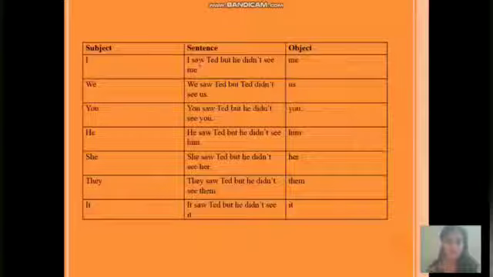What is it? The subject pronoun I always comes in front of a verb. And look at the object pronoun me. It comes after a verb. So a subject pronoun always comes in front of a verb, and an object pronoun comes after a verb.